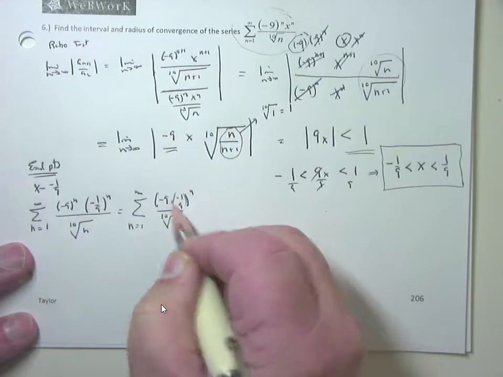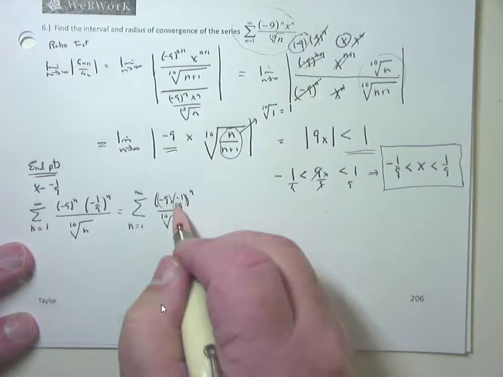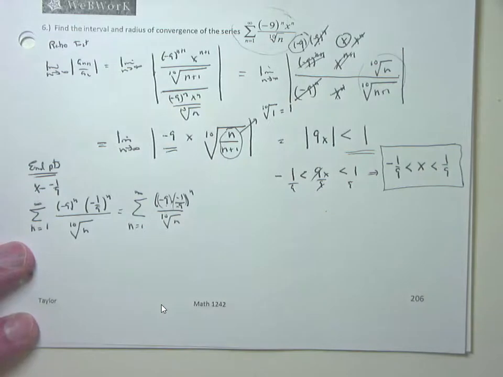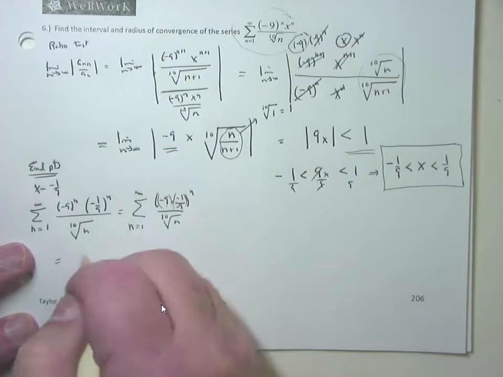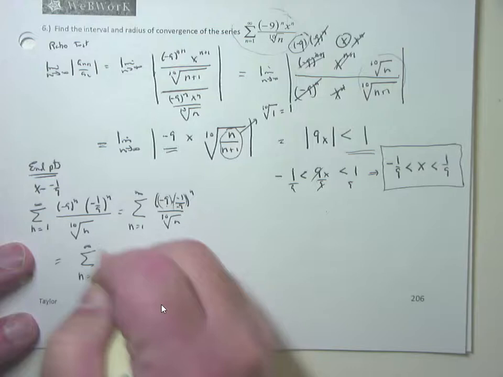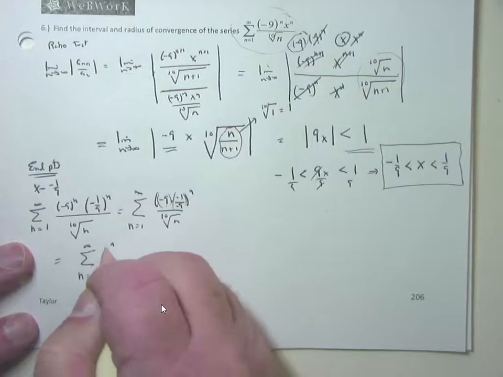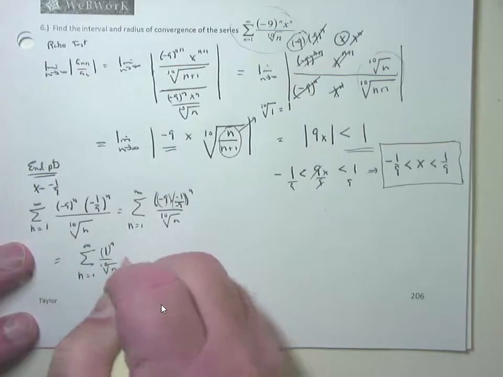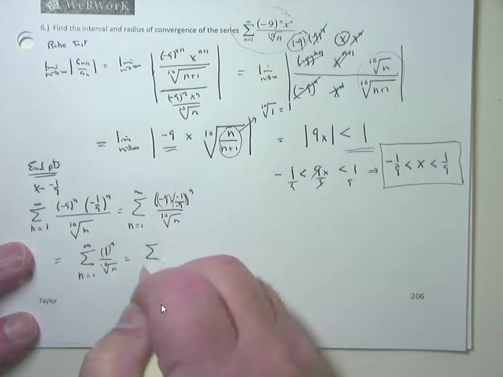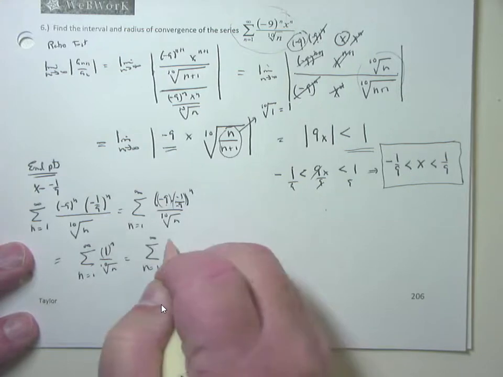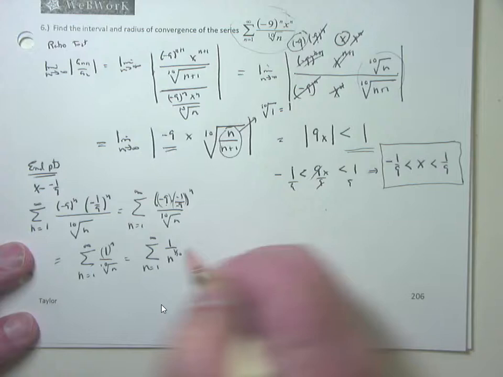What is negative 9 times negative 1/9? Negative times negative is positive. 9 times 1/9 is 1. So this is the sum as n goes from 1 to infinity of 1 to the n over the 10th root of n. But 1 to the n power is 1, so this is the sum as n goes from 1 to infinity of 1 over n to the 1/10th power.